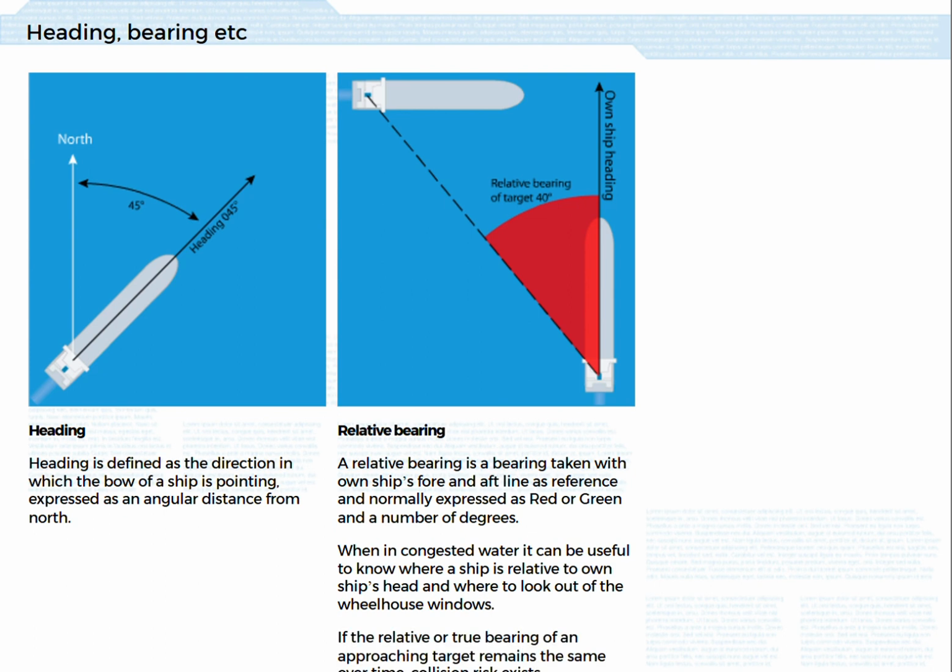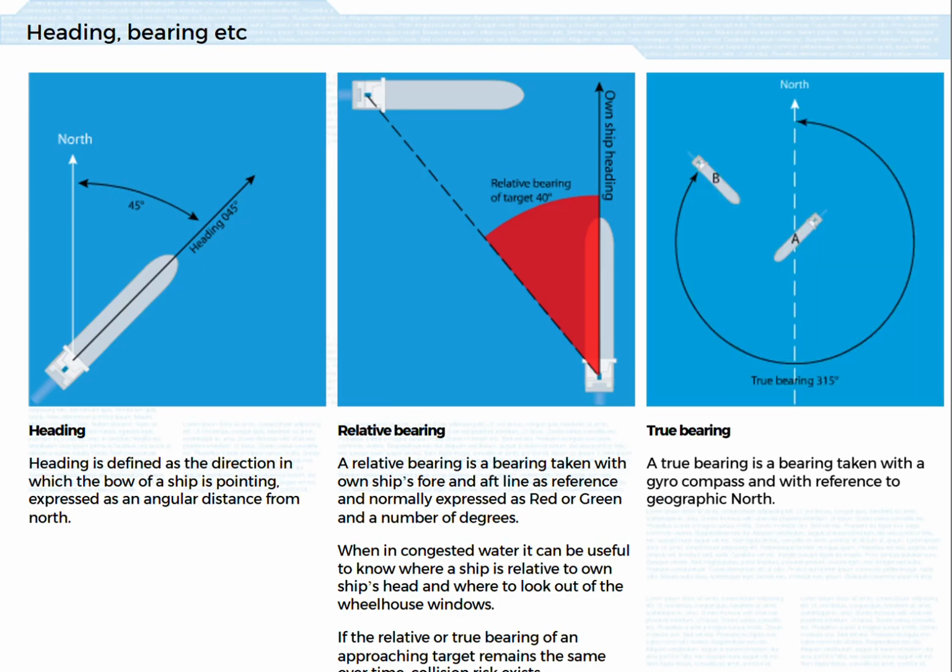If the relative or true bearing of an approaching target remains the same over time, collision risk exists. A true bearing is a bearing taken with a gyro compass and with reference to geographic north. True bearings must be used for all position fixing onto a chart.